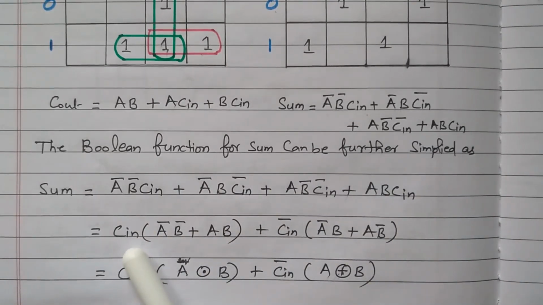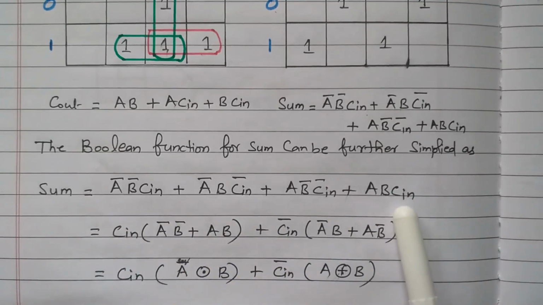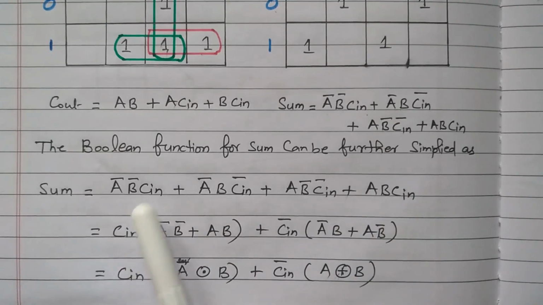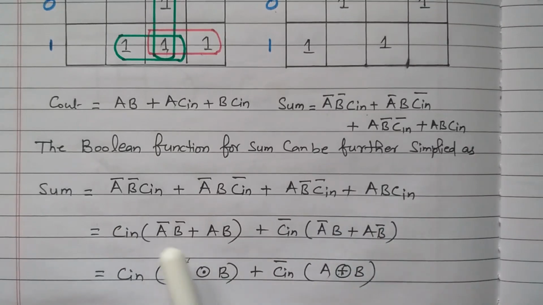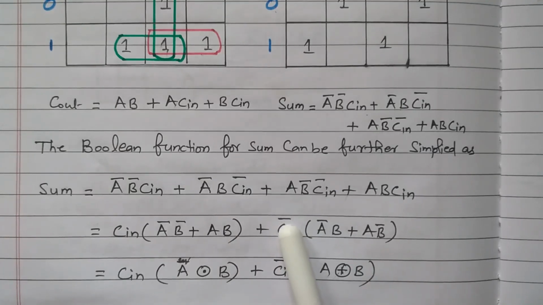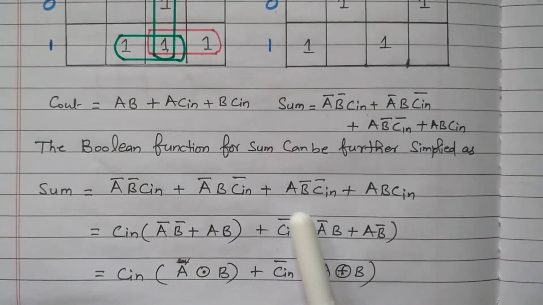The Boolean function for sum can be further simplified. From this expression, C in is taken outside from the first term and fourth term. In the first and fourth terms C in is available, so we can take C in outside. While taking C in outside, here A bar, B bar, and here AB is available. So A bar, B bar plus AB. Similarly, C in bar is taken from the second and third terms. While taking it outside, we have A bar B plus A B bar, right? So C in is taken from the first and fourth terms, C in bar taken from the second and third terms. So we got this expression.